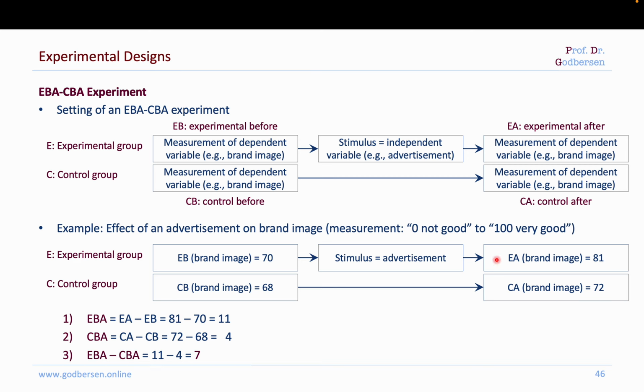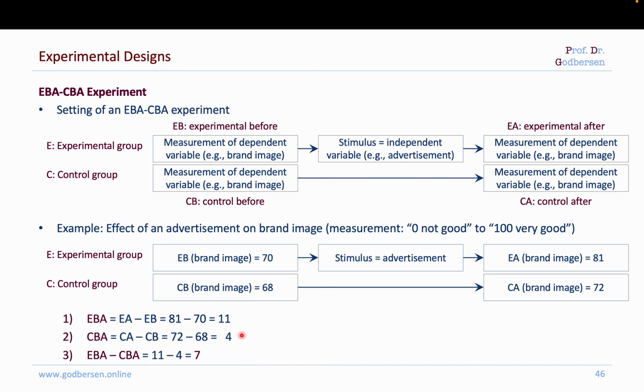And afterwards, we again measure the brand image. Let's assume for the experimental group, we measure 81. For the control group, we measure 72. First step you're doing, you're calculating EBA, experimental after minus experimental before. That's 81 minus 70, that equates to 11. The same step for the control group. Control after minus control before. That is 72 minus 68. That will equate to 4.